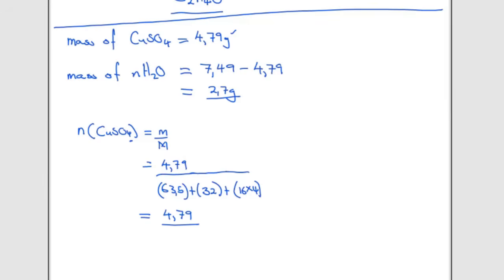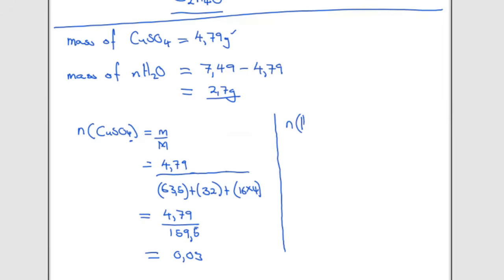4.79 all over the value of 159.5. So if we do our math, 4.79 divided by 159.5, we're actually going to get a value of 0.03. So it's following the same procedure as when it comes to the empirical formula.